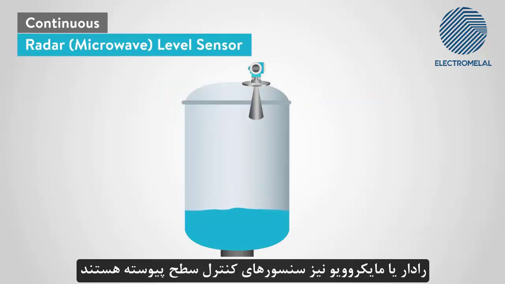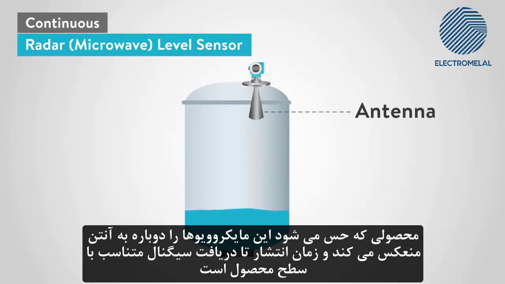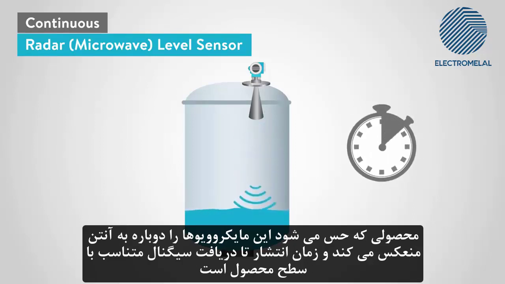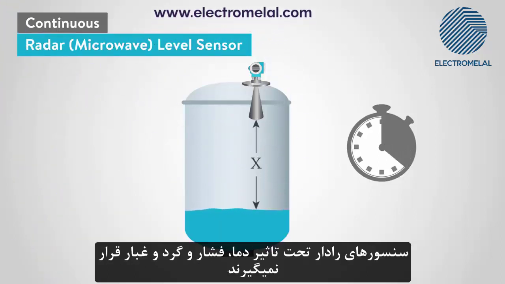Radar, or microwave, is also a continuous level sensor. These sensors transmit microwaves by an antenna on the radar sensor. The product that's being sensed reflects these microwaves back to the antenna, and the time from emission to reception of the signal is proportional to the level of the product.